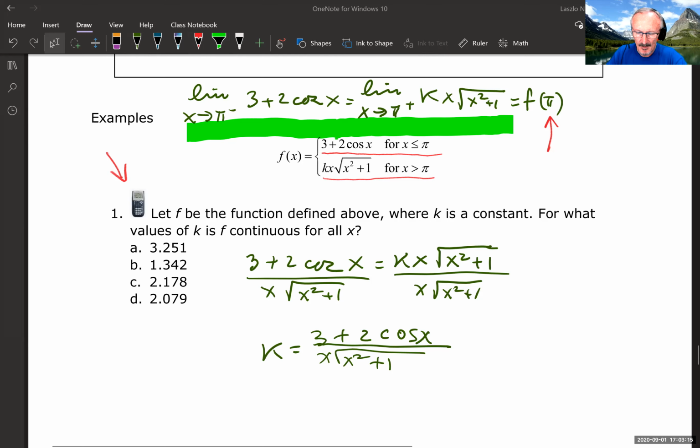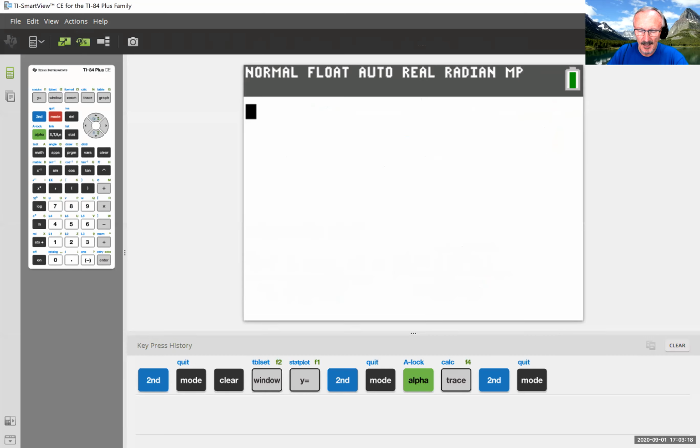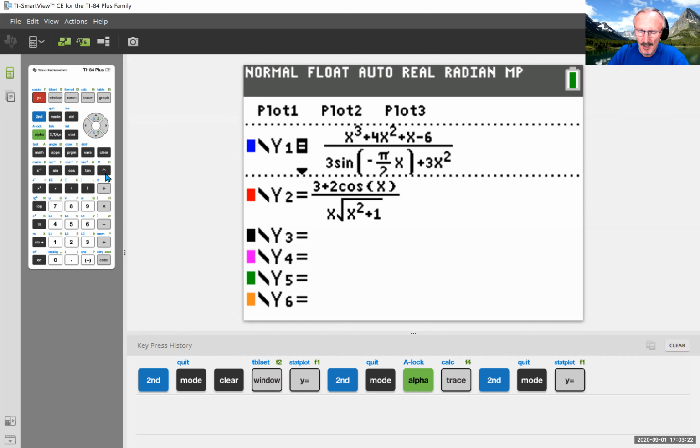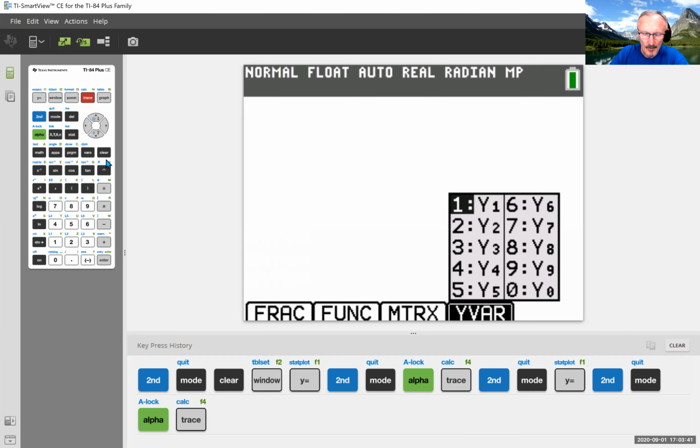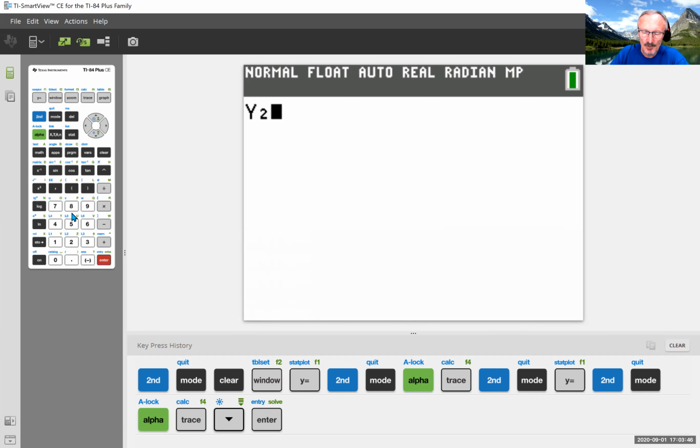There we go. Here's the calculator. And at this point, I have already, for the sake of time, entered into y sub 2 right here the expression for k. And so we'll come back to the home screen, so second quit. And on the home screen, we'll go ahead with the alpha trace key. We should be able to, we're using the second function. And that's the expression for k in terms of x.